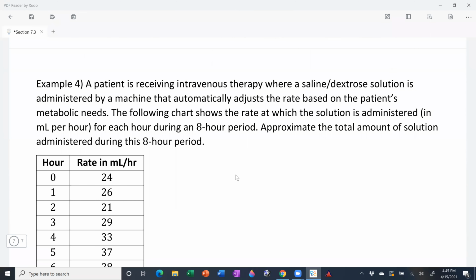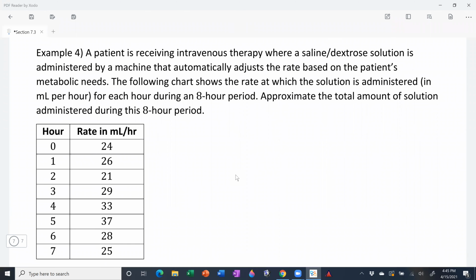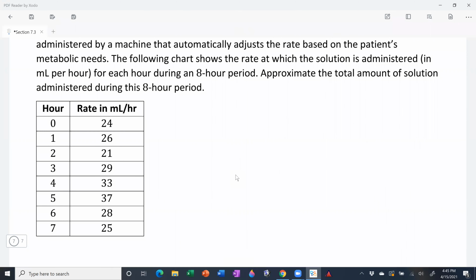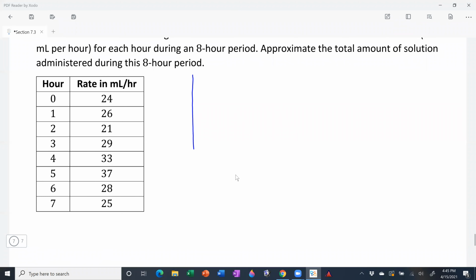Supposedly this machine is dripping this rate continuously, changing the rate continuously, or administering the solution continuously, but we only have information for these certain hours here. So as I draw a picture, it's not going to be like some continuous curving function. We just have a few different points. So we've got all of these different things down here for time. We've got hour 0, and then we would have 1, 2, 3, 4, 5, 6, and hour 7, but this is supposed to be over an 8-hour period, right?